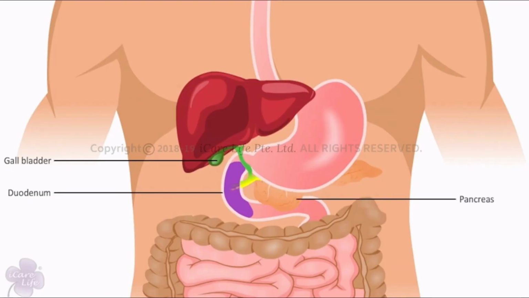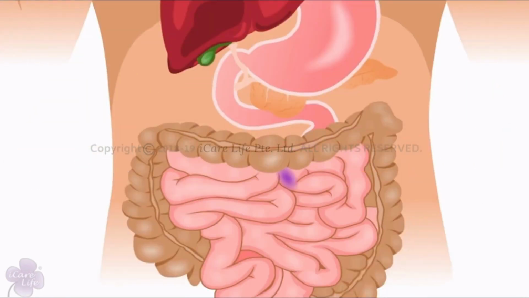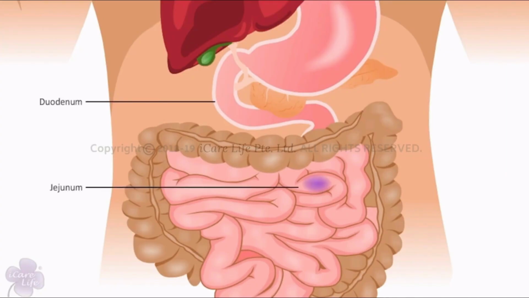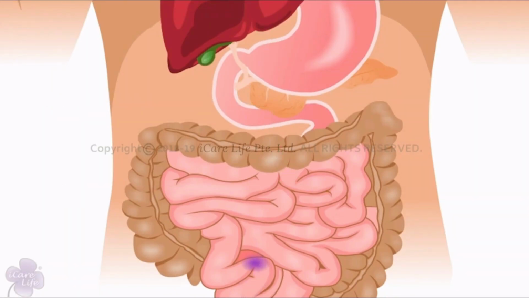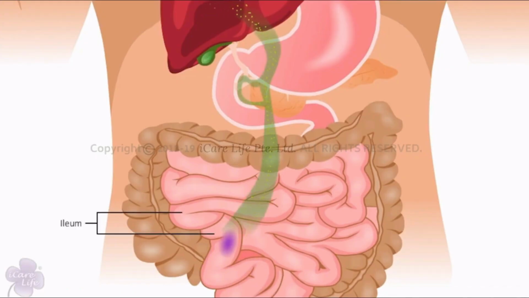The pancreas, located behind the stomach on the right side, also produces various enzymes, which are secreted into the duodenum. These enzymes break down proteins, carbohydrates, and fats in the food. The food is then passed from the duodenum to the jejunum, where most of the nutrients and glucose are absorbed from the food. The food is then passed to the ileum, where vitamins and other remaining nutrients in the food are absorbed and passed to the blood.